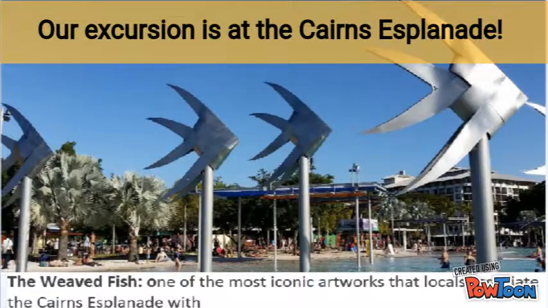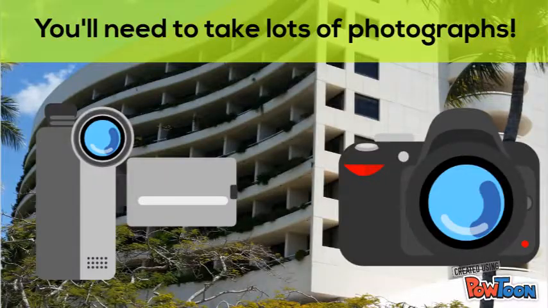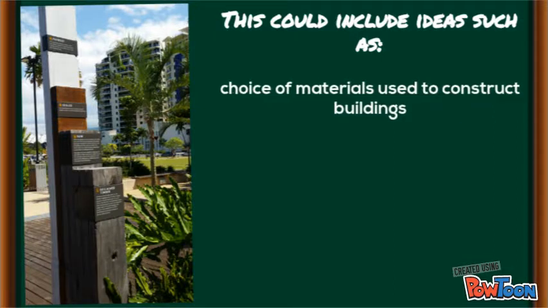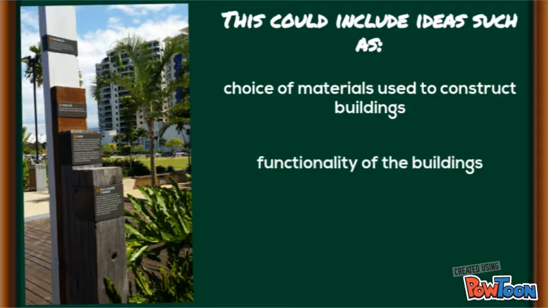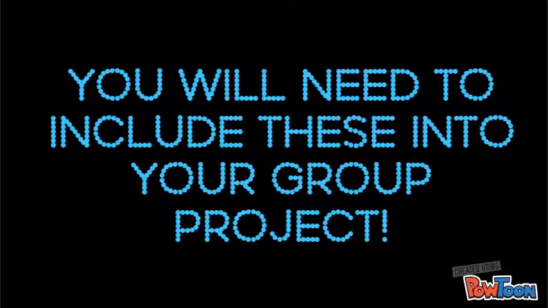For your excursion, we're going to the Cairns Esplanade. Take as many photographs and write notes about this place. This can include the choice of materials that are used to construct their buildings, functionality of the buildings, and the use of green spaces such as gardens to beautify and cool the Cairns Esplanade, because this will definitely help you understand what you have learned and what you will need to apply into your group project.